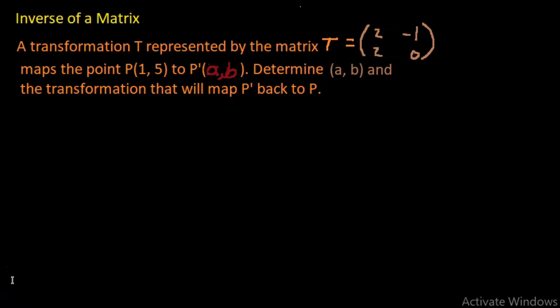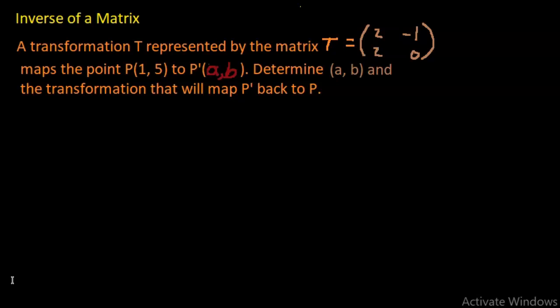Alright, so here we have a problem. We are told that transformation T, represented by the matrix [2, -1; 2, 0] — we normally call out the rows first, right? So 2, negative 1, 2, 0 — maps the point P(1, 5) to P prime (A, B).